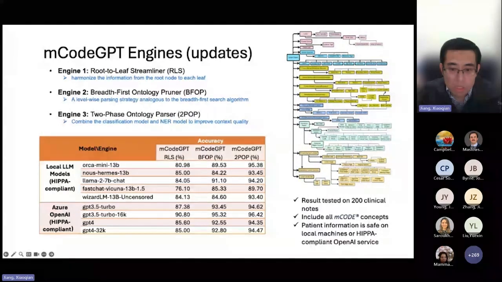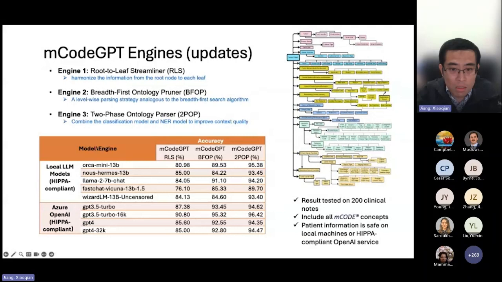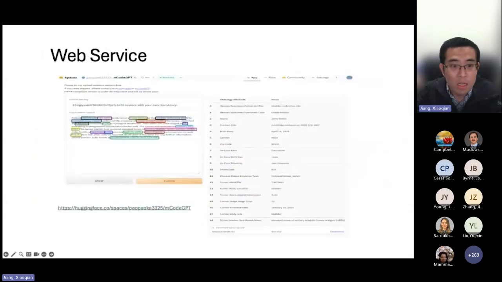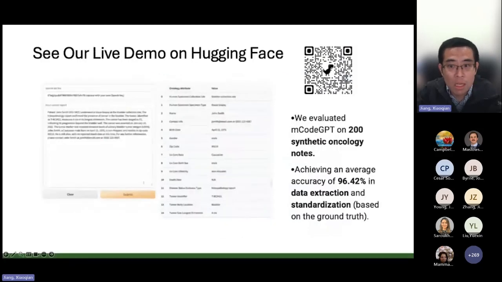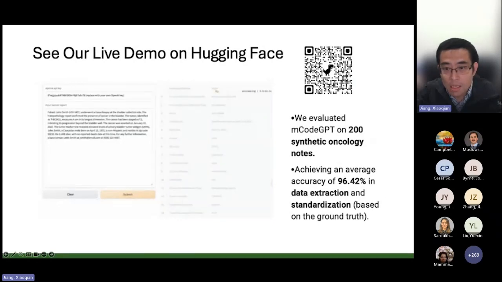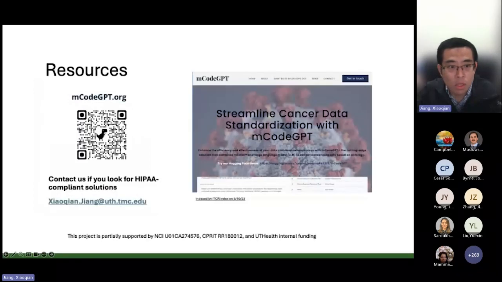So using this method, we achieve up to 96% accuracy using the GPT 3.5 model and even local models. These local models trained on our GPU machines can achieve nearly 95% accuracy. So this is a very promising result. We have already put up a Hugging Face web service, so interested people can go and try it out. And then we also got selected into one of the ICTR National Cancer Institute demonstration pages. So you can find our tool online.